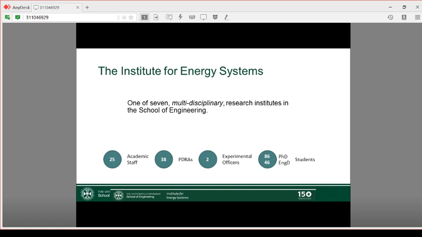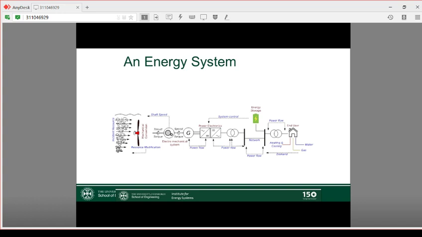Just to say something about the Institute for Energy Systems, we're a multidisciplinary institute that spans low carbon and zero carbon energy, and we have about 25 members of faculty, about 40 postdoctoral researchers, and about 120 PhD and engineering doctoral students. We work on energy systems, and here is a schematic of an energy system.